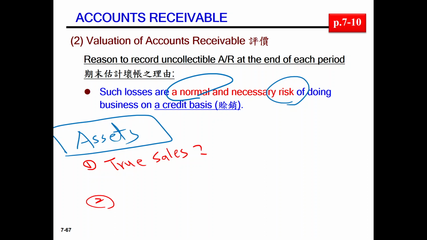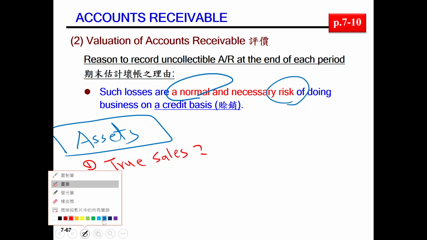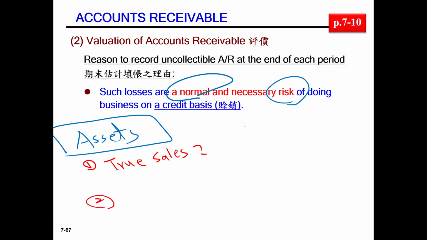So how to determine whether it's a true sale or not? Whether the control is transferred or not. Whether the risk and reward is transferred or not. Okay, so in chapter 8, inventory, we talked about that. Later, we will still talk about it when we mention accounts receivable. So whether it's a true sale or not, you have to consider whether control is transferred, and whether risk and reward are transferred or not.